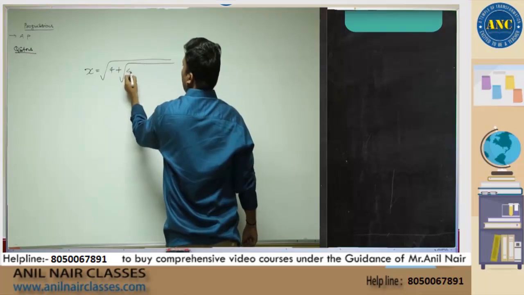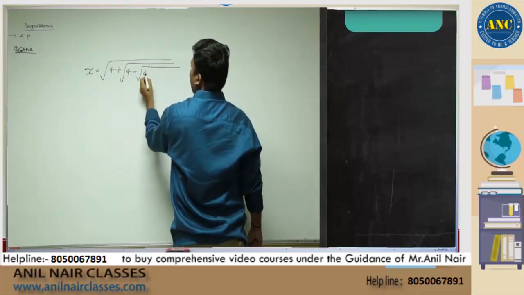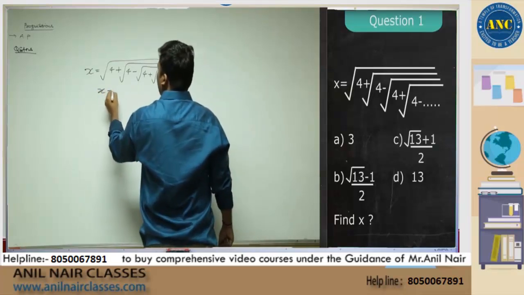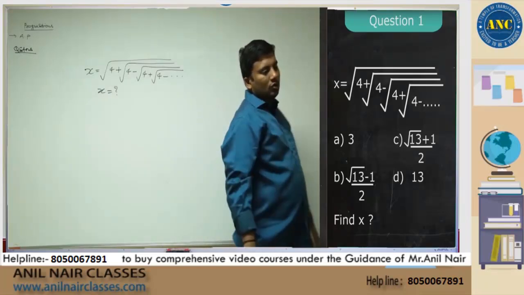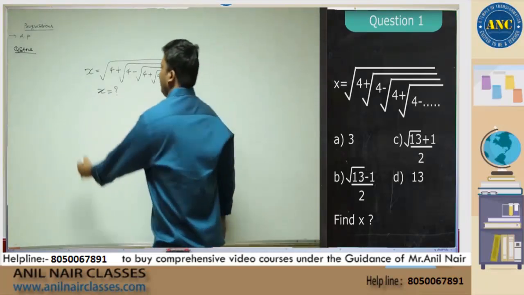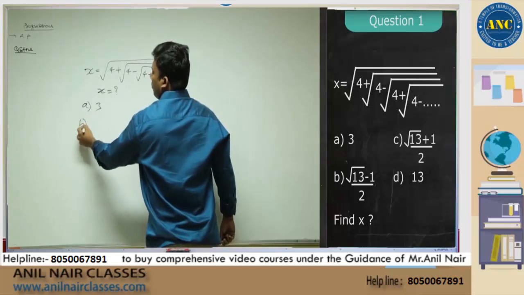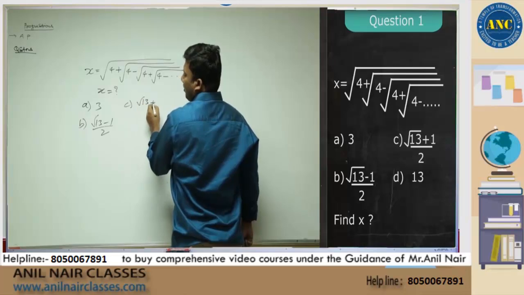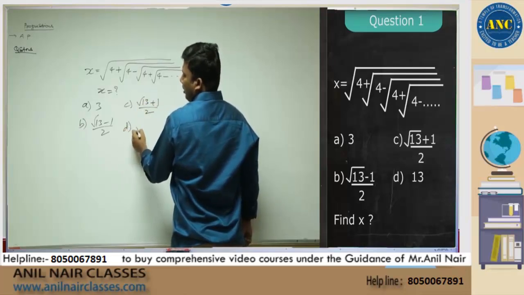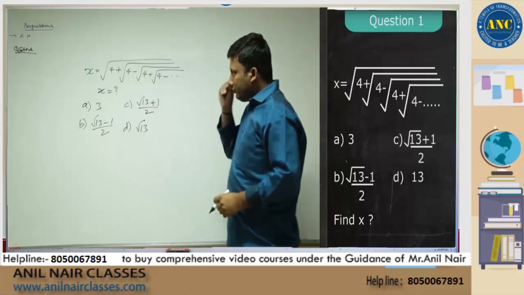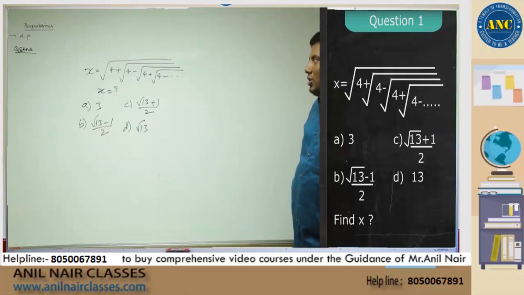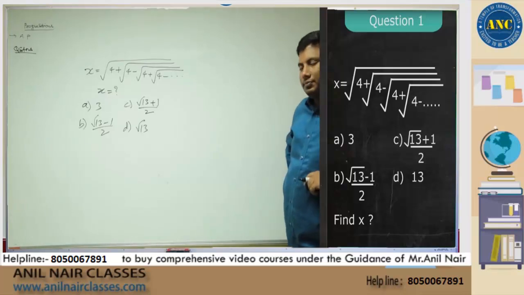Plus root of, put a star mark on this question: root of 4 minus 4 plus 4 minus, and so on. X equivalent to 3. Root 13 minus 1 by 2, root 13 plus 1 by 2, root 13. X equivalent to root of 4 plus root of 4 minus root of 4 plus root of 4 minus, like that.